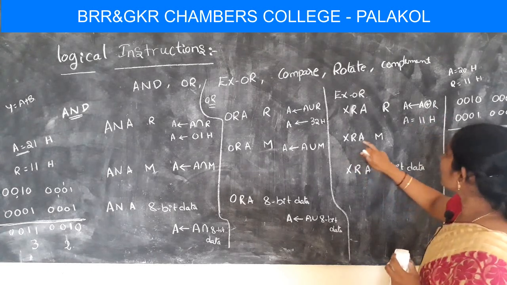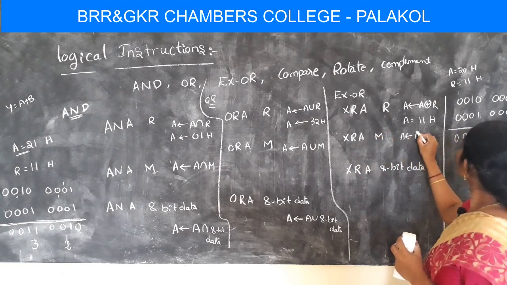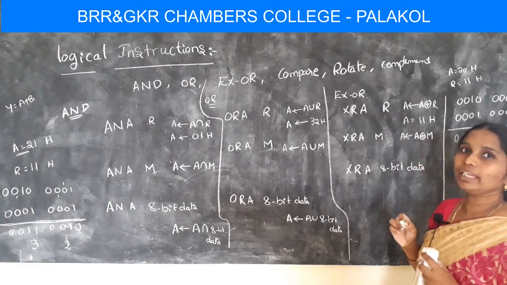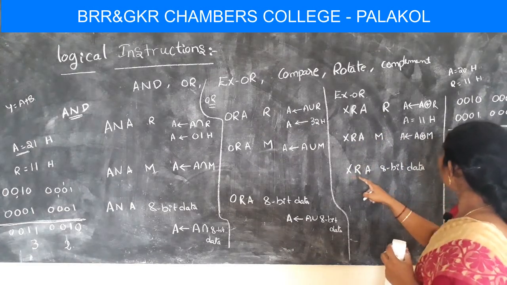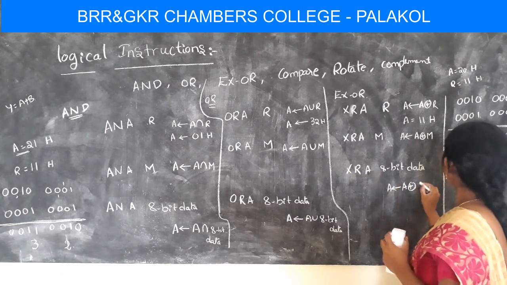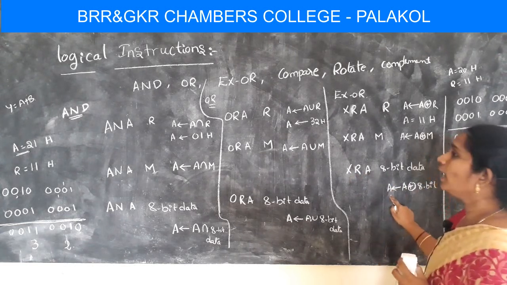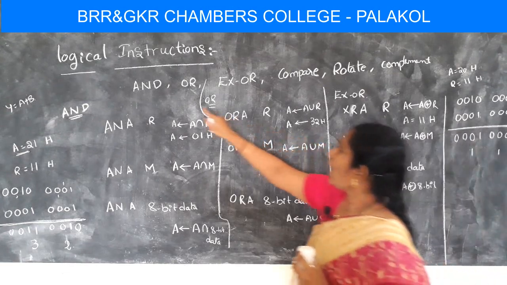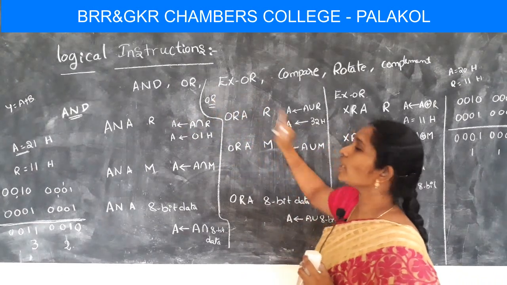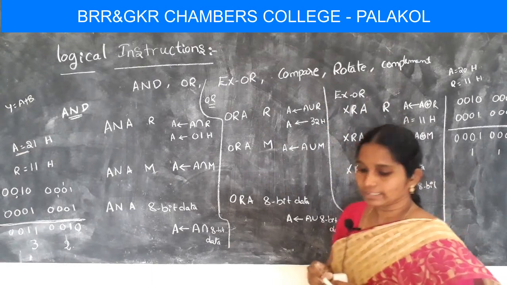Likewise, for XRA memory, the meaning of this instruction is A XOR with the contents of the memory location. And the next one is A XOR with an 8-bit data, and the result is stored in the accumulator. Now the AND, OR and XOR instructions are completed. Now compare, rotate and complement instructions.